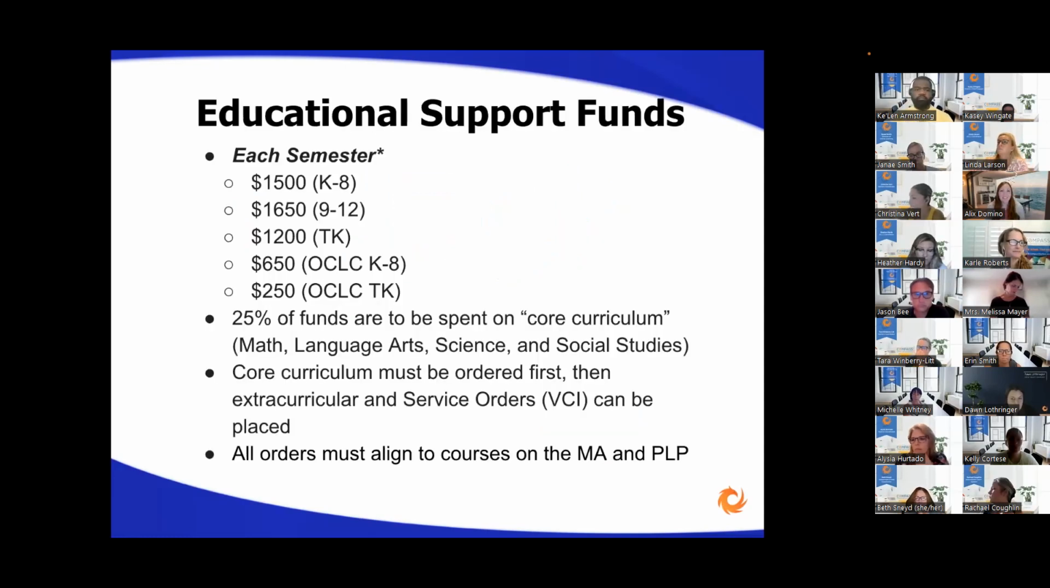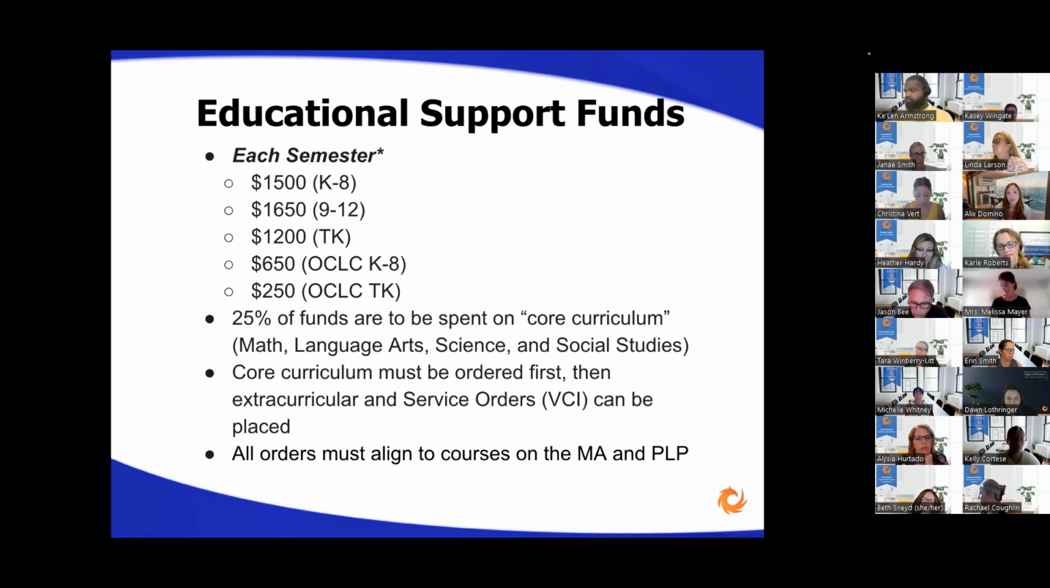Hi, everyone. Okay, so I'm going to be talking about educational support funds, the FOA and curriculum. So educational support funds is just that, funds that support education. So all of our scholars in options are allocated certain amounts each semester. So each semester, scholars will receive, so K-8 receives 1,500, 9 through 12, 1,650, TK 1,200, our OCLC K-8, 650, and OCLC TK receives 250 to spend each semester on materials or services to support their education at home.